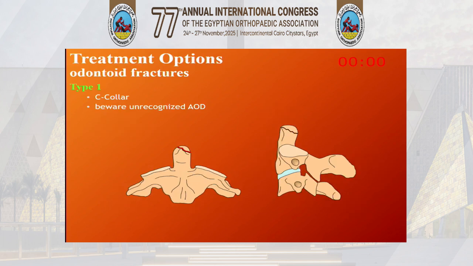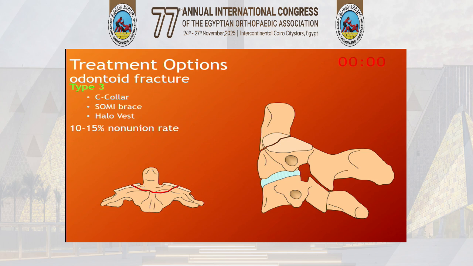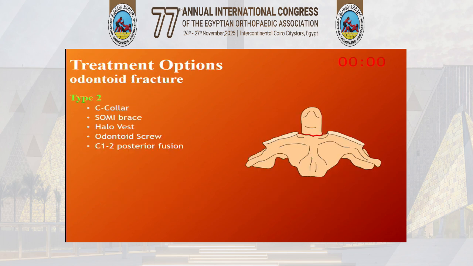Type A or type 1, the avulsion of the tip of the odontoid, is treated conservatively unless it is part of a head injury. Type 3 is treated in a collar or a halo vest, with a non-union rate reaching 15%. In such cases, you may need to fuse, a C1-C2 fusion.